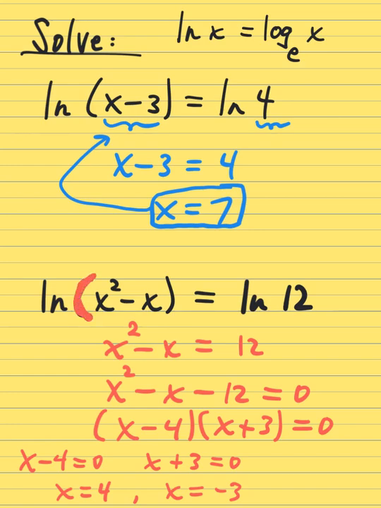In here, 4 squared minus 4 is positive 12. So this one's a keeper. We plug it in. We maintain positive values. 4 squared minus 4 checks out. Negative 3 squared is 9. Minus negative 3 is also positive 12. So it turns out we get to keep this one as well.